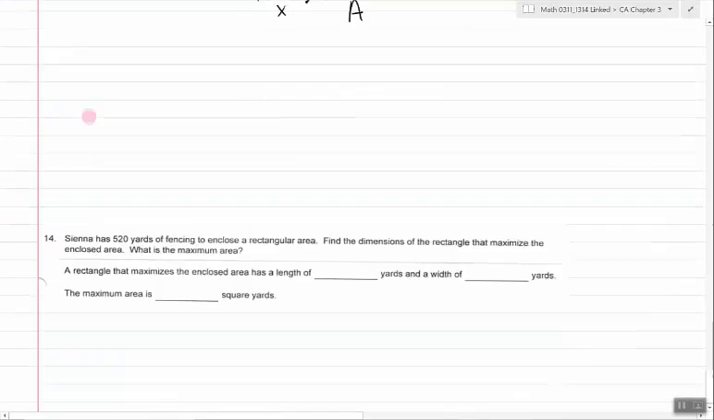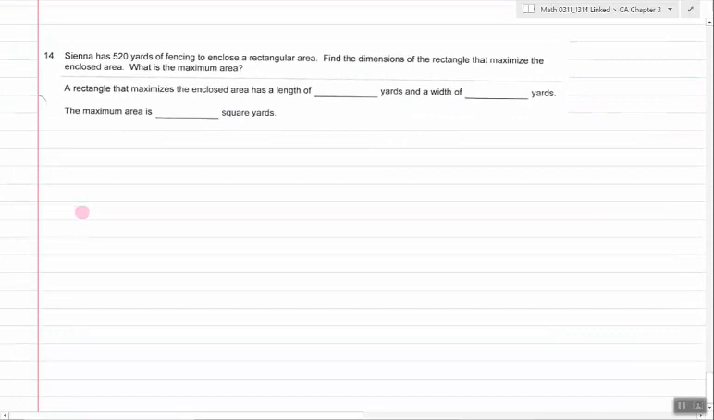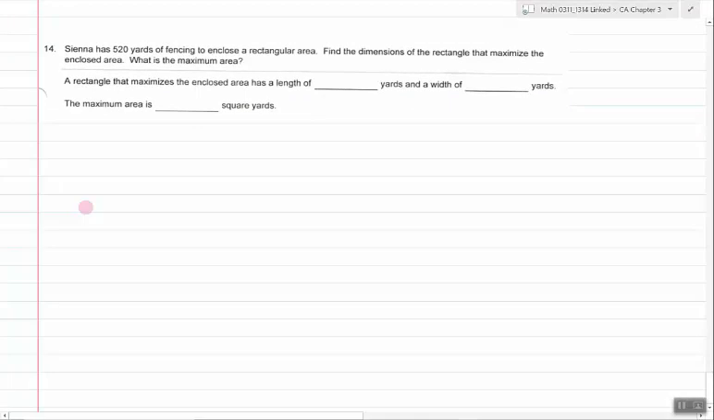All right, last one. In this one, we don't have a river. We have a rectangle, and it says that Sienna has 520 yards of fencing to enclose a rectangular region, and you want to make it as big as possible. So I'm going to call x the width, and I need an expression for length.